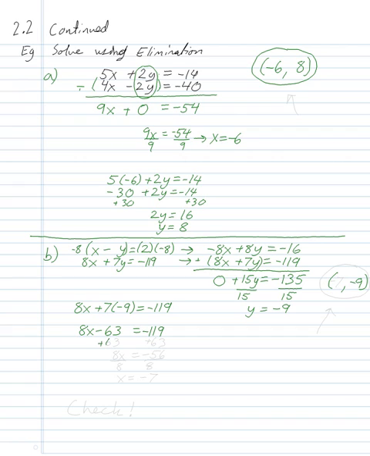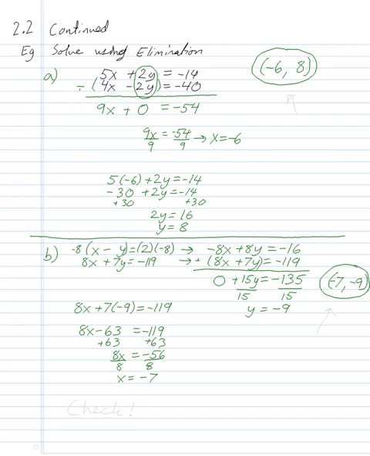If I add 63 to both sides of this equation to isolate the 8x term, I see that 8x equals negative 56. And if I divide both sides by 8, I see that x equals negative 7. And again, that matches with the solution we found using the substitution process.